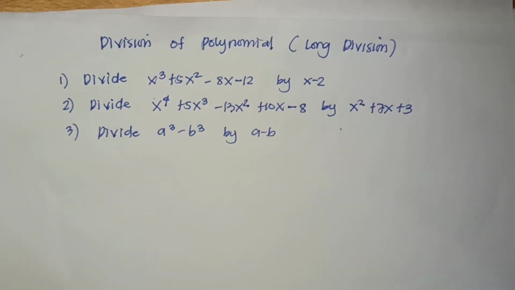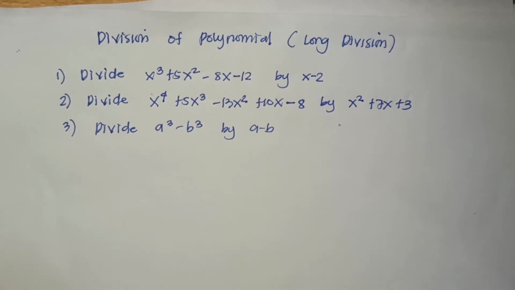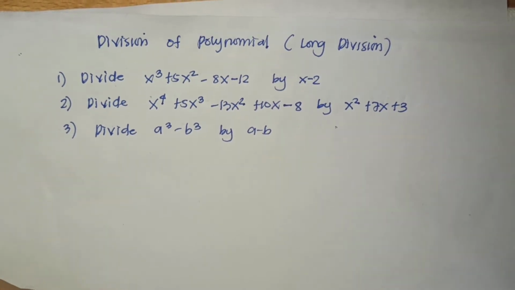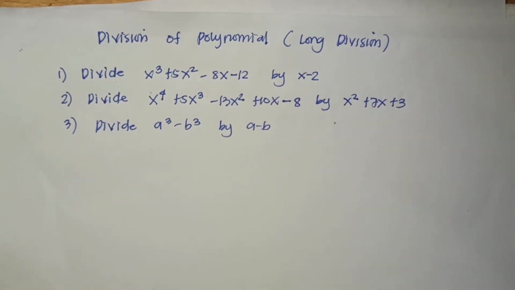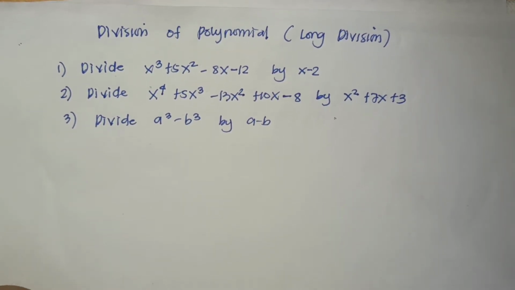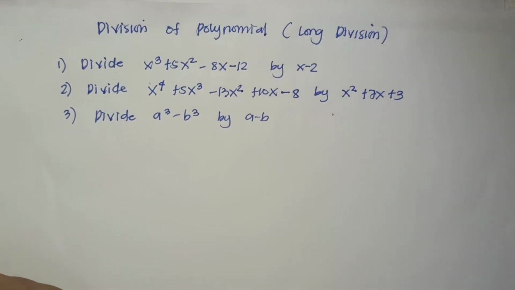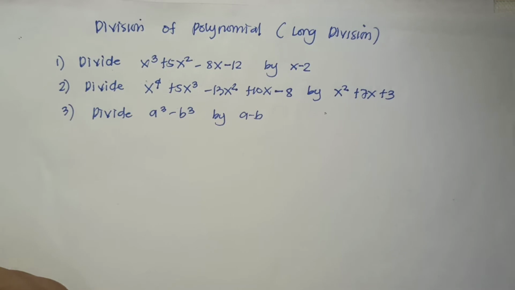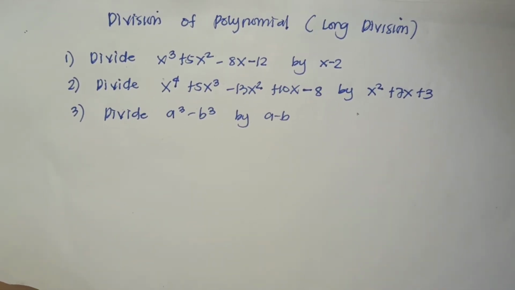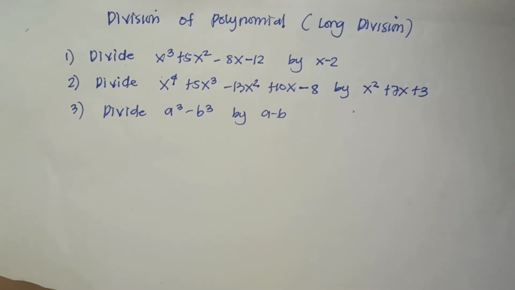Okay, we are now in division of polynomials. We're going to use long division. So let's divide x cubed plus 5x squared minus 8x minus 12 by x minus 2. And divide x raised to 4 plus 5x cubed minus 13x squared plus 10x minus 8 by x squared plus 7x plus 3. And divide a cubed minus b cubed by a minus b.